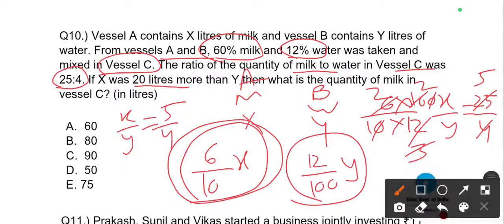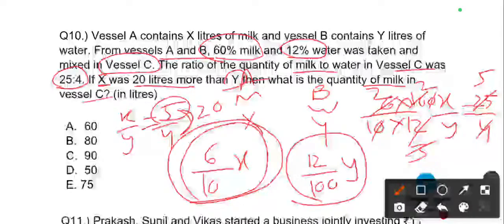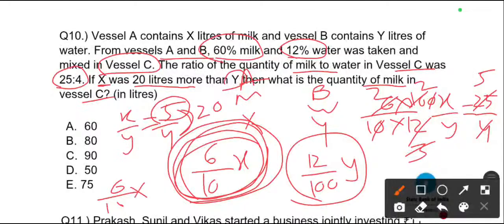It is saying that if X was 20 liters more than Y, the difference between these two is 20. So one part value is 20, which means we can find the value of X. The question asks about the quantity of milk in vessel C, so we need to find the value of 6 by 10 of X. The X value we got is 5 parts. Here one part is 20, so 5 parts will be 100. So we got 60 as our answer, option A.